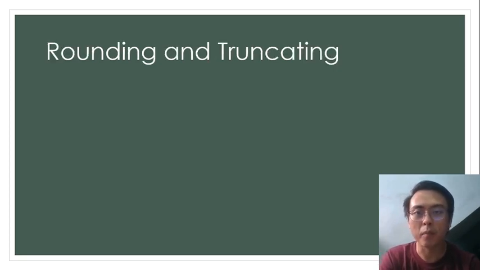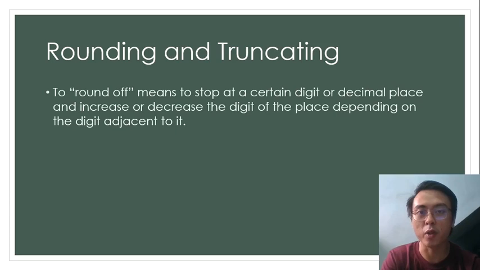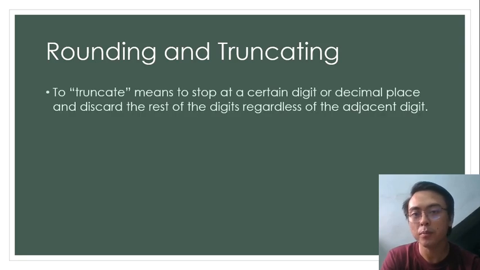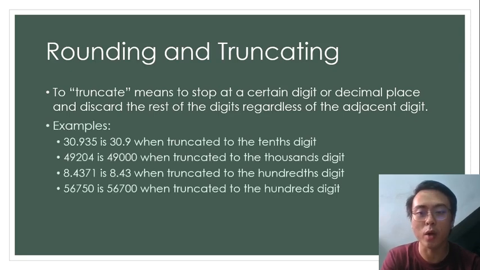Let's first discuss rounding and truncating. There is a difference between rounding and truncating. To round off means to stop at a certain digit or decimal place and increase or decrease the digit of the place depending on the digit adjacent to it. Okay, so you already know how to round off or round up. Now, to truncate means to stop at a certain digit or decimal place and discard the rest of the digits regardless of the adjacent digits. So to truncate is to simply disregard all of the other digits without either going up or remaining the same. That is not the same as rounding off. Okay, so I just wanted to point that out.